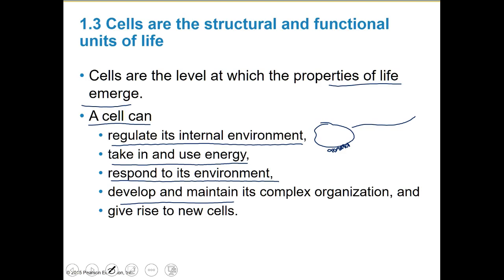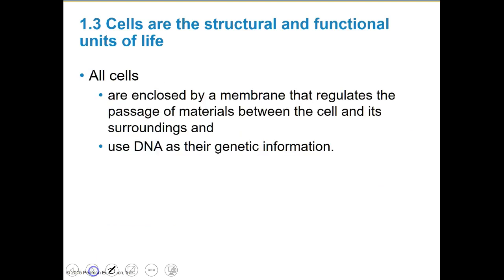But anyway, cells also develop and maintain a complex organization, and they give rise to new cells, so that's the cellular reproduction part. All cells are enclosed by a membrane, so there's a little part on the outside that keeps them together, and it regulates the passage of materials between the cell and its surroundings. So some things can get through, and some things can't. Hopefully you see what I'm doing here, but some things are allowed in and some things aren't.